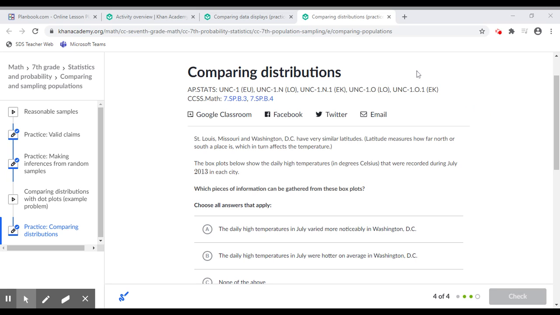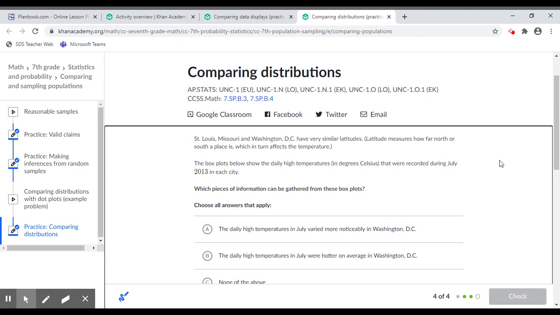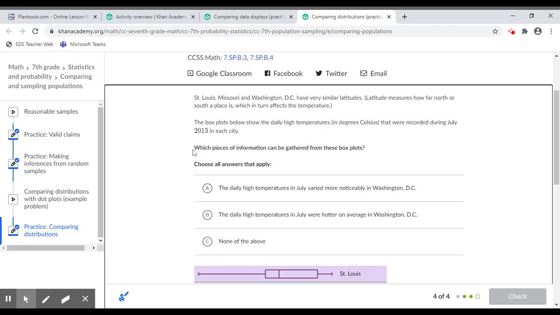All right, we're going to do 2 assignments here. We're going to talk about comparing distributions. We're also going to talk about comparing data displays. All right, let's go back to the first one, comparing distributions. Let's get right to the question. Which pieces of information can be gathered from these box plots?